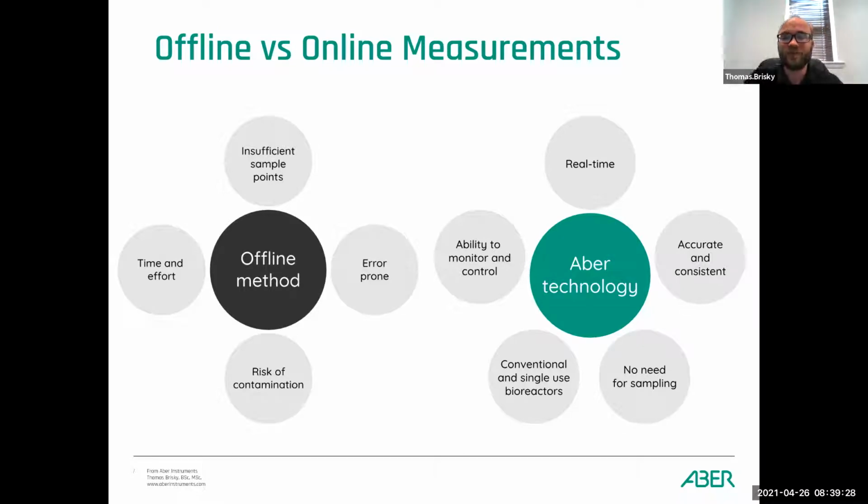The Aber technology, on the other hand, is real-time and has been demonstrated to be accurate and consistent. There's no need for offline sampling, therefore all the challenges I discussed in the previous slide are eliminated. You can use the technology in both conventional and single-use bioreactors. And finally, because it provides a complete and real-time knowledge of the critical process parameter, that being biomass, not only can it be used to monitor, but also control critical process aspects.